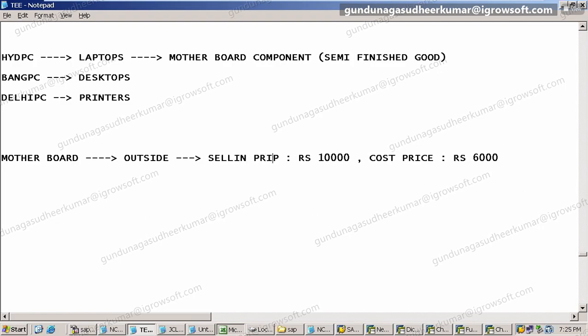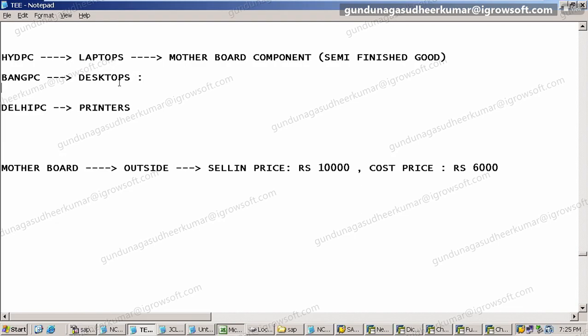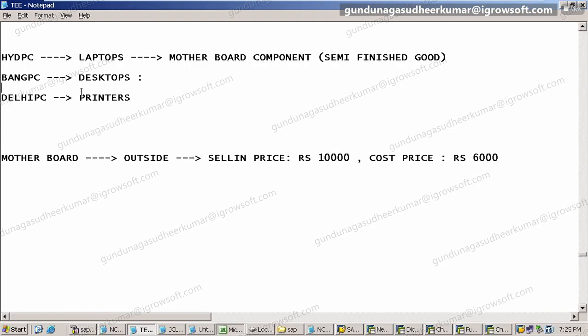Now Bangalore people are requesting us. They are saying, please provide the motherboards for our desktops. Now you tell me, if profit center accounting is not there, we will happily supply. You are also my company, I am also your company. We both are one company. So I will supply the motherboards to you.